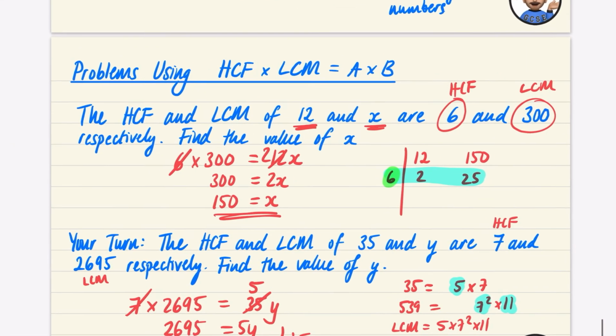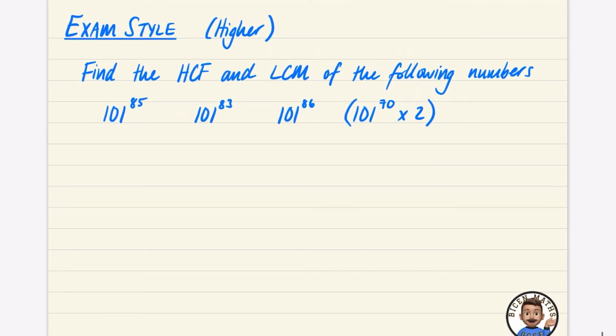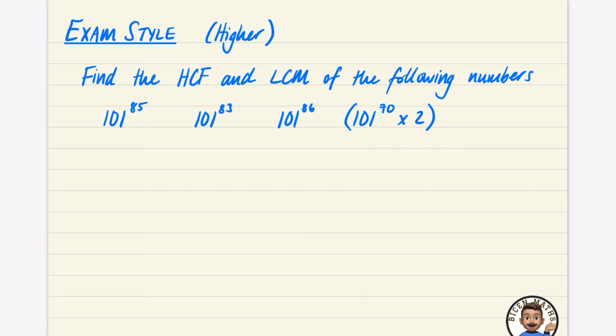Okay, let's have a look at the question that's on this next page. It's an exam style question, the final one to think about. So you might want to pause this and have a go. Just weird numbers, same logic, but just weird numbers. It says find the highest common factor and lowest common multiple of the following numbers. Well, you might like to write them as a list.